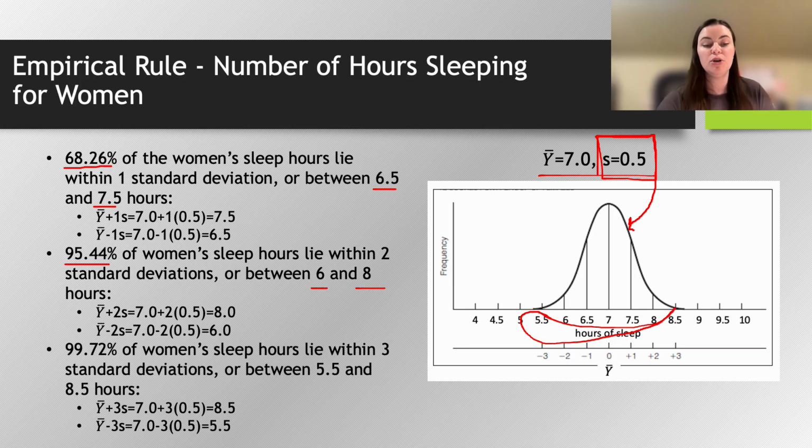And lastly, the majority of our distribution, or in this case, 99.72% of our observations, sleep between 5.5 and 8.5 hours per night. Again, this is just approximating those values, and there are individuals that could end up on this type of distribution in which they are below 3 standard deviations, so less than 5.5 hours per night, and some that are going to be above 8.5 hours per night. And so it's not probable that you'd end up on either end of that distribution, but it is a possibility.